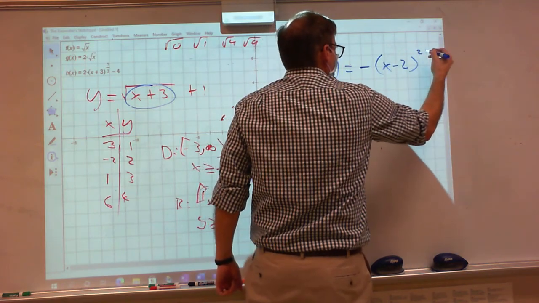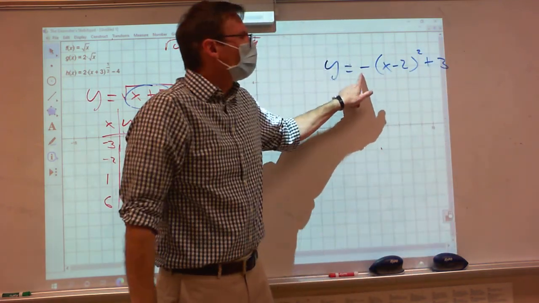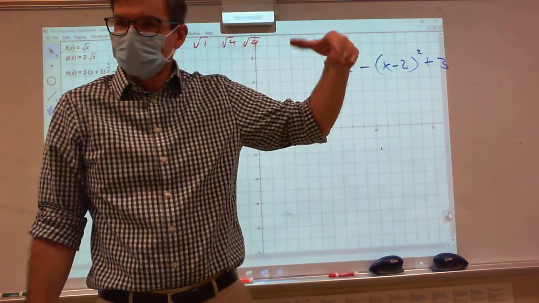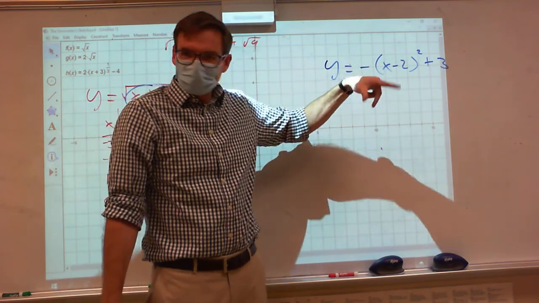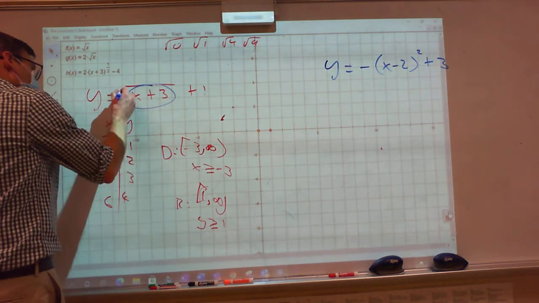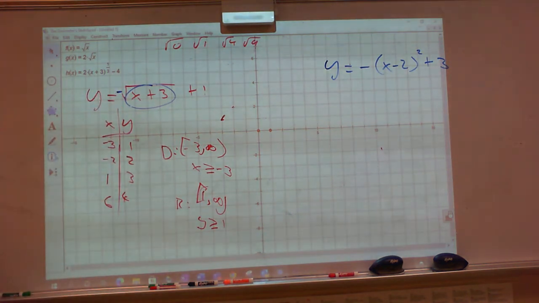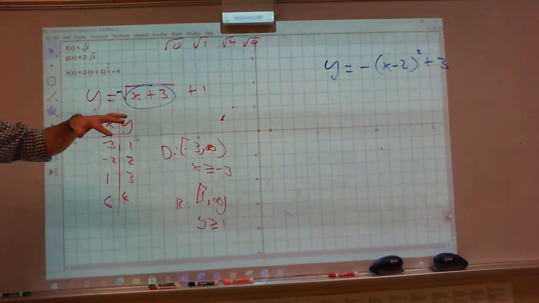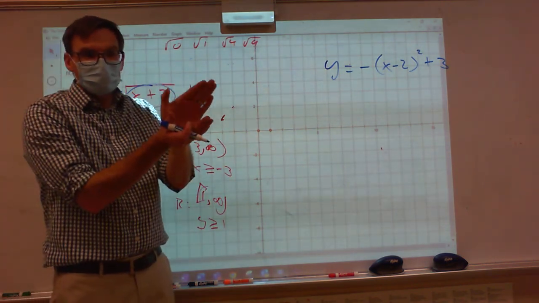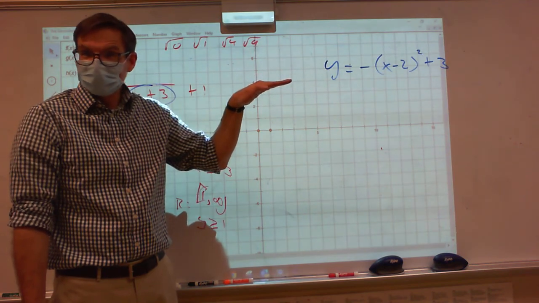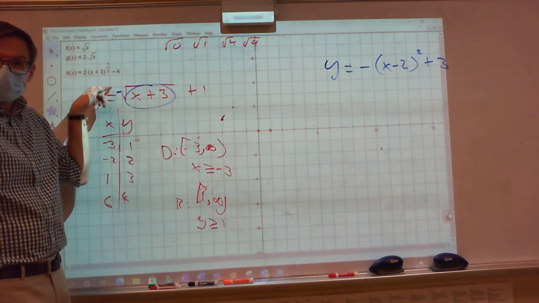Don't write this down. What did the negative do with parabolas? Flipped it. Okay, the negative on the outside flipped it. So we take our parabola and flip it down. What do you think that's going to do? Flip it. Does that make sense? Remember I told you this square root thing is half of a parabola, a sideways parabola. When you have a negative, this is now the bottom half.